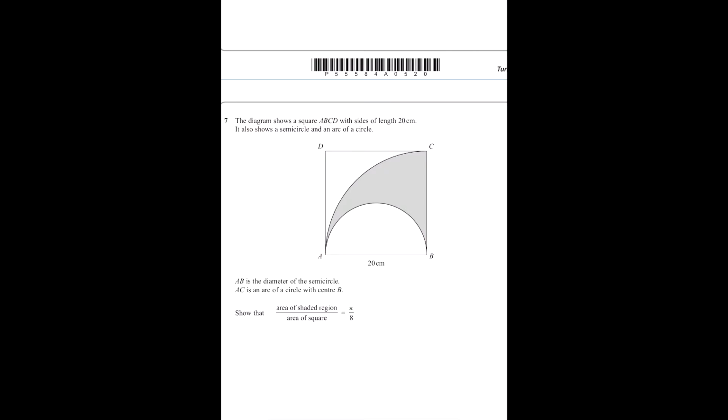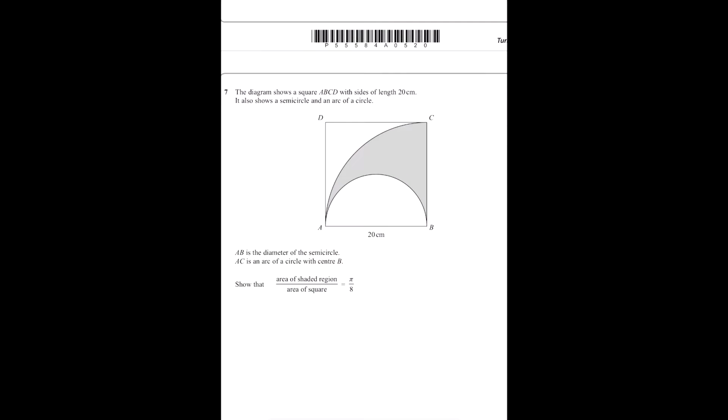Okay, next question. The diagram shows a square ABCD with sides of length 20. We have a semicircle and an arc of a circle. So again, the semi is here, and the arc overarching it is all the way over here. AB is the diameter of the semicircle, AC is the arc of the circle. Show that the area of the shaded region divided by the area of the square is pi over 8.